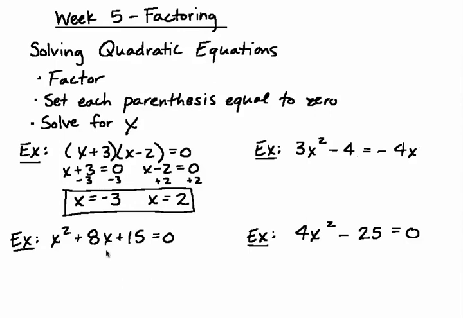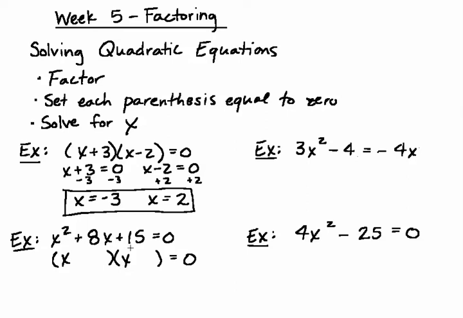Now, if your quadratic equation is not factored yet, you need to go ahead and factor this. And notice that your quadratic equation must be equal to 0 before you begin to factor. So factoring, a is equal to 1. There's no coefficient in front of x squared, so that's assumed to be 1. So the first term is x in each parentheses.